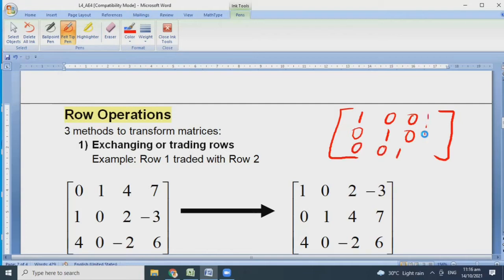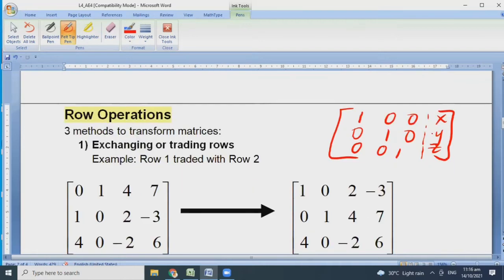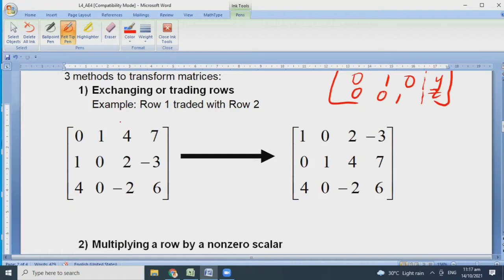Then there is a broken line here going downward, and then there is a value of x here, y, and z. So this is the pattern that we should form. First, your leading entry in the first row, first column, should become 1. And this is our given.